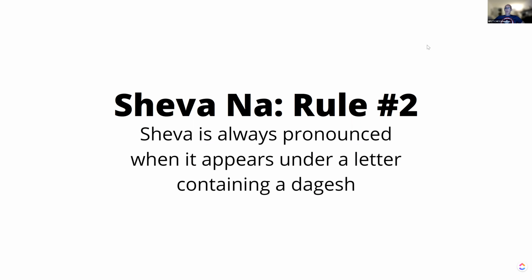Schwa, and I guarantee you, by the time you've had all 5 rules, they'll all make perfect sense, and you'll be totally confused. But that's okay. That's what the practice is about. Rule number 2: Schwa is always pronounced when it appears under a letter containing a Dagesh. Remember, I promised you that the Dagesh would come in handy in this lesson, and here we are.